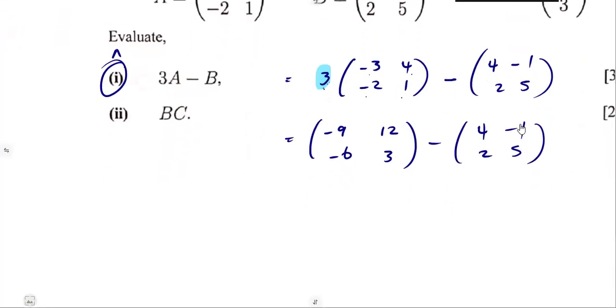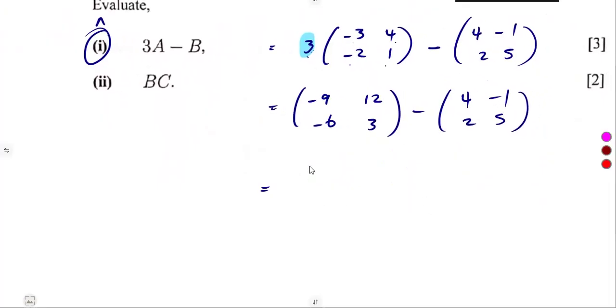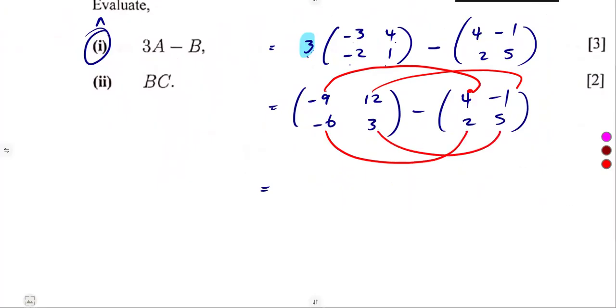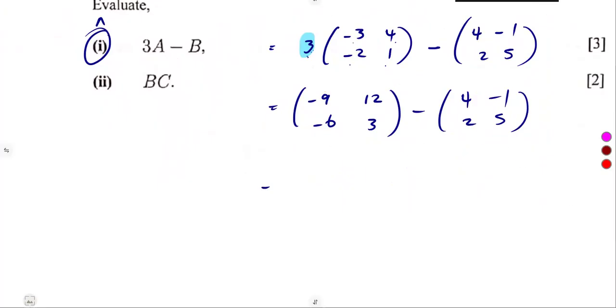Okay, so let's see what we are going to have if we are to subtract these. Element to the corresponding element: the 9 and the 4, the 12 and the minus 1, the minus 6 and the 2, and the 3 and the 5. That is how we're going to subtract. So meaning to say, using this concept, it's minus 9 minus 4. So that's minus 13. Okay, then 12 minus 1.